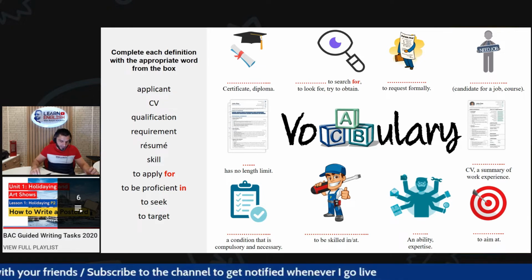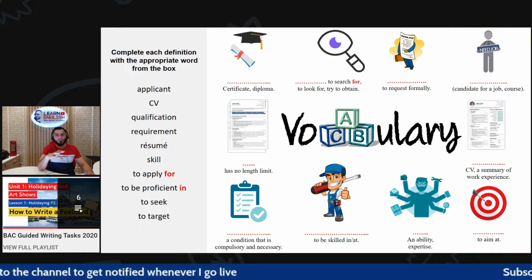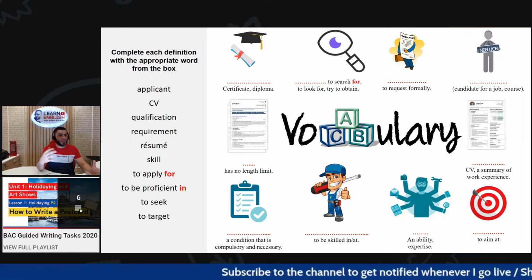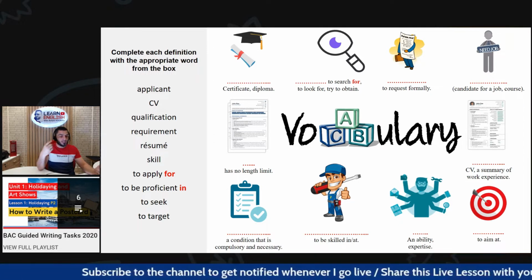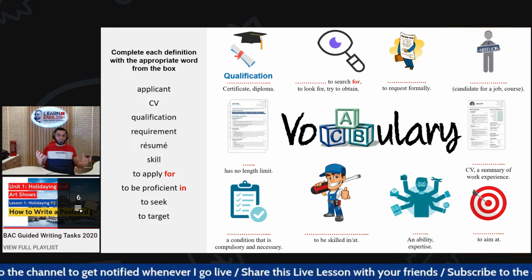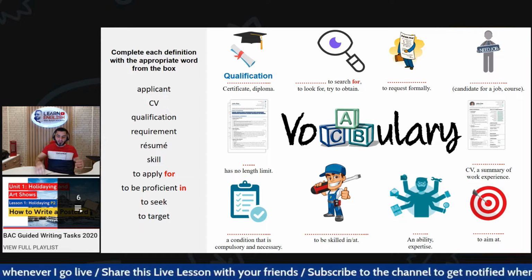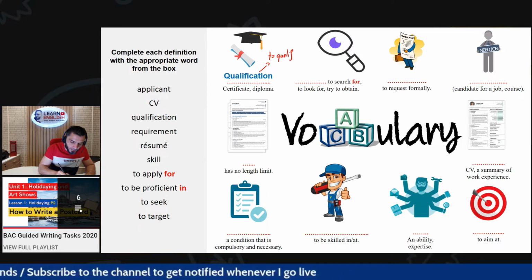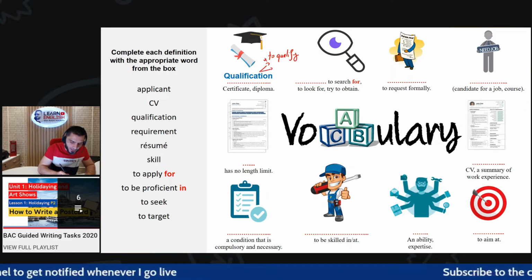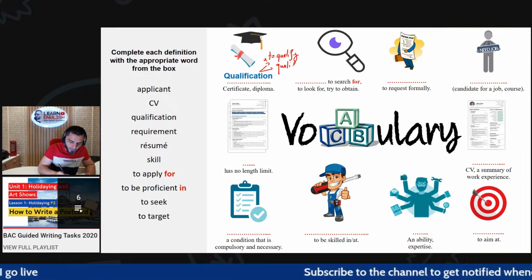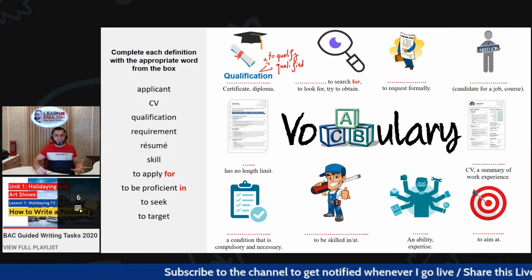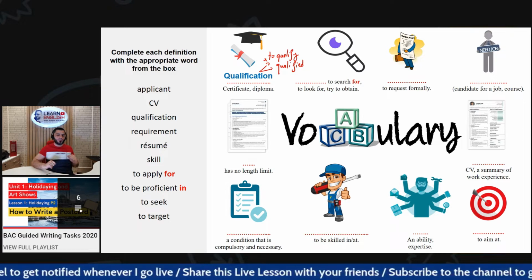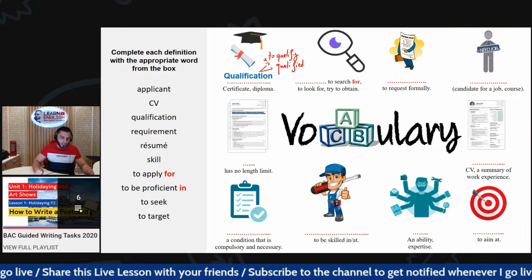So, of course, the first thing that we do when we finish our university studies is to get a diploma. We get a certificate. So, this is what we call a qualification. It comes from the verb to qualify. Let me write it down here. The verb is to qualify, and the adjective is qualified. So when you get this qualification, it's like you are qualified for a particular job. So this is what qualification means here.